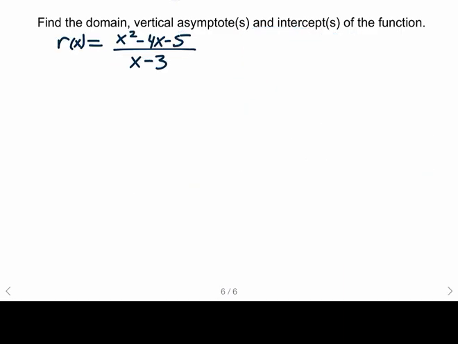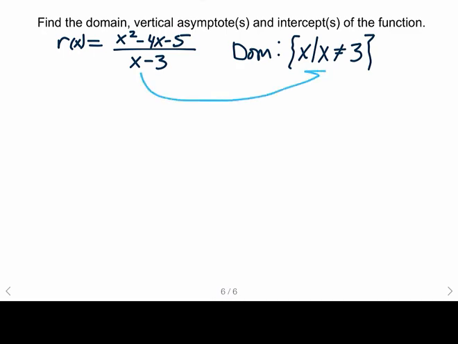Last but certainly not least, domain, vertical asymptotes, and intercepts of the function r of x is equal to x squared minus 4x minus 5 over x minus 3. Go ahead and pause it, do your thing. So the domain being indicated by the denominator of x minus 3 is going to be the set of x such that x does not equal 3.